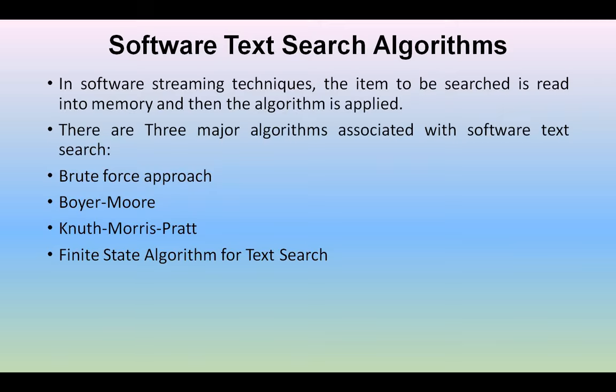The various kinds of algorithms we have are: number one, brute force; number two, Boyer-Moore; number three, Knuth-Morris-Pratt; and a finite state algorithm for text search. These are the four different algorithms most widely used for software text retrieval. One by one we will talk about them. Knuth-Morris-Pratt is considered the best algorithm, and brute force is considered the least. It is a very low level algorithm, whereas the high level algorithm is Knuth-Morris-Pratt.